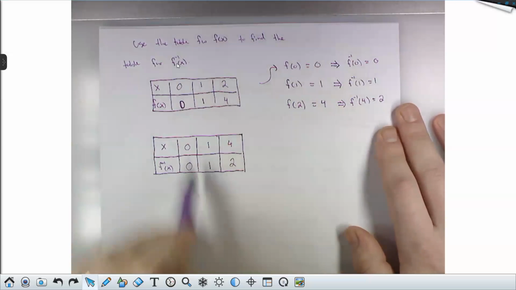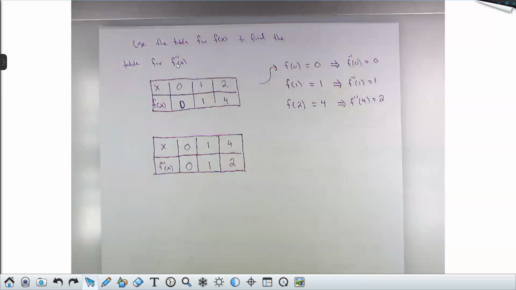And you can see what happened between the tables, right? You just swapped the input and output rows. The inputs for the original are the outputs for the inverse. The outputs for the original are the inputs for the inverse. So boom, this is your table for f inverse.